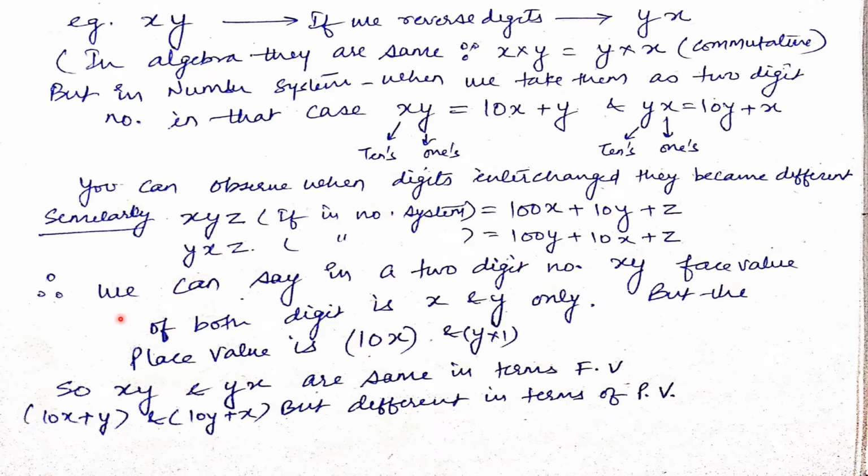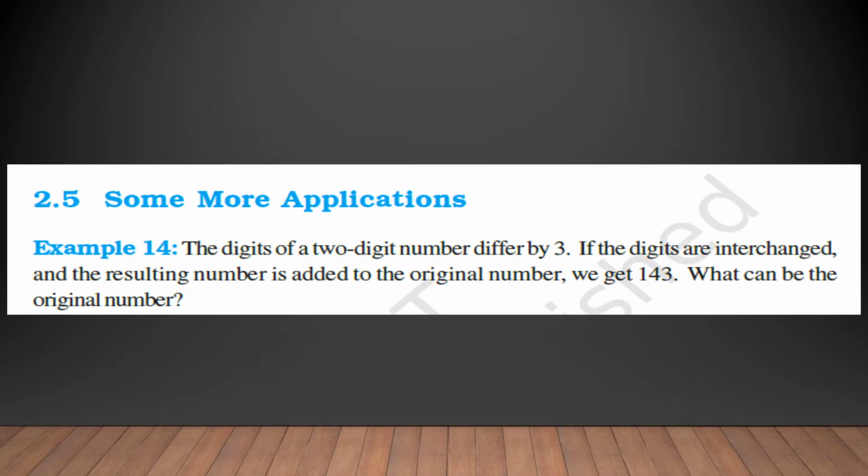Okay. Now, we can say in a two-digit number xy, the face value of both digits is x and y only. Yes, it is the same as the last example. Face value of x is x, face value of y is y. Place value of x is 10x and place value of y is y only. Okay, understood this thing? Just try these points, and these points will help us to solve the example. Let's see now. Example 14.